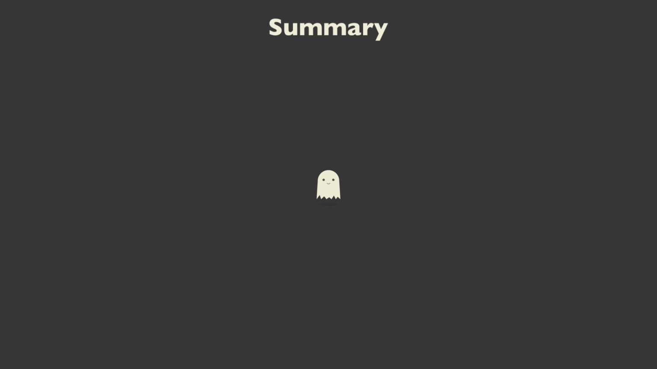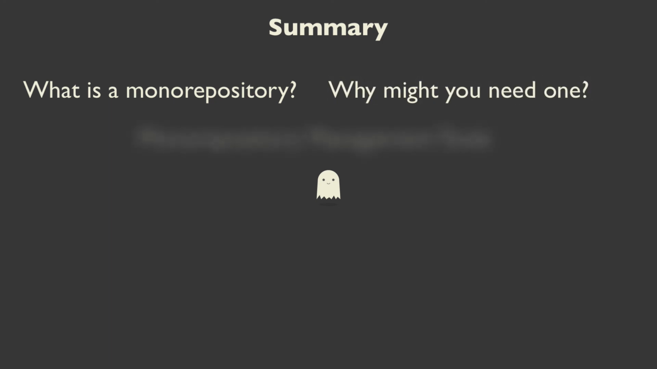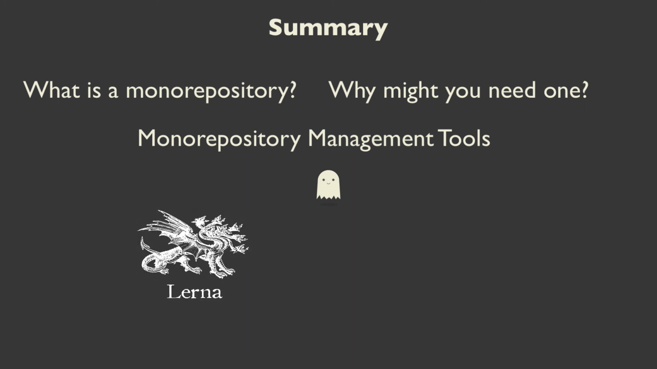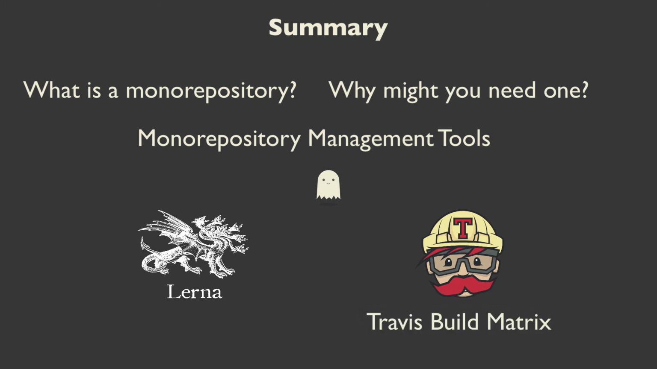In summary, in this episode, we have learned what a monorepository is and why you might need one. We briefly overviewed the options of tooling when we want to manage a monorepository. We learned how to manage a monorepository with lerna. And then last but not the least, we integrated our codebase to Travis and we used a build matrix in Travis so we can execute tests in parallel for each and every single one of our packages.